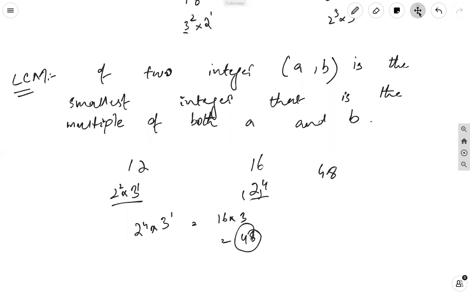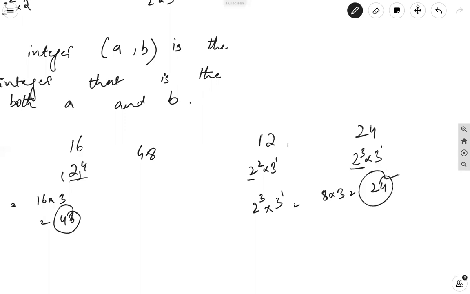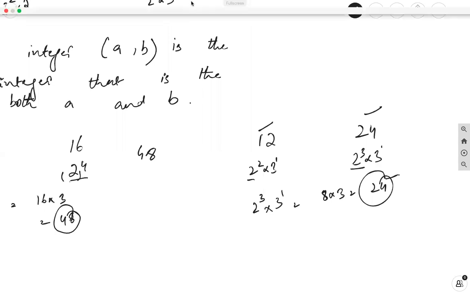Take one more example, just for the sake of discussion. Let's suppose we have 12 and 24. This is 2 square into 3, and this is 2 cube into 3. So what will be the LCM? Just see the highest power of 2, that is 2 cube, and the highest power of 3, that is the same. So this will be 8 into 3, which is 24. If you divide 24 by 12 or 24, there will be no remainder, and it is evenly divided. This is in case of integers.